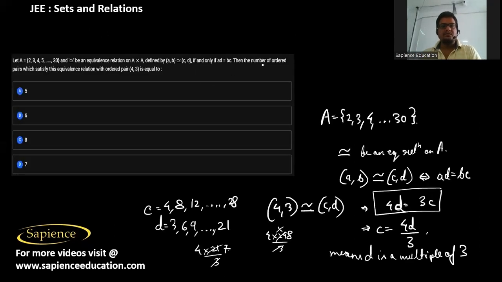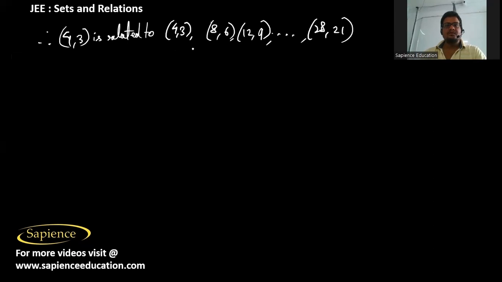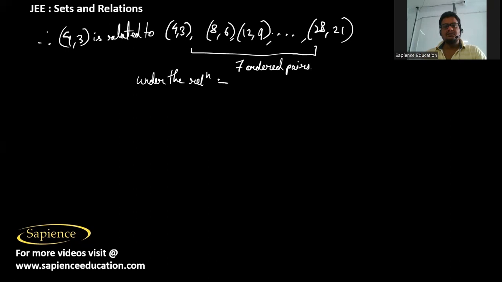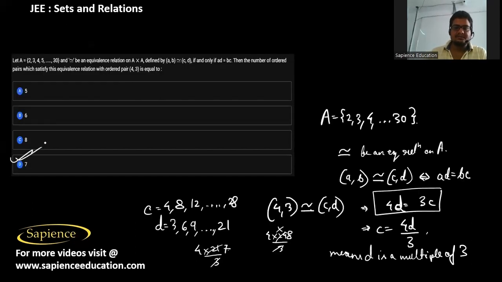Then we have to find the number of ordered pairs which satisfy this relation with the ordered pair (4, 3). So here we have 1, 2 till 7. Okay, so here we have 7 ordered pairs. So 7 ordered pairs are related to (4, 3) under this relation. So it means 7 is the correct answer. Option D is the correct answer.